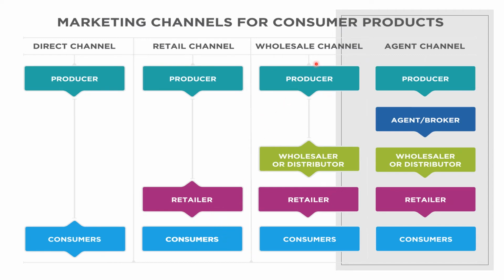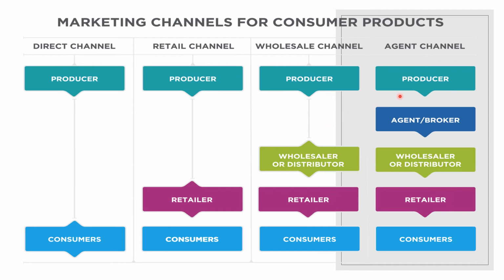And the third one here, the wholesale channel. Producers sell to wholesalers or distributors, and they sell to retailers. Retailers sell to consumers. Usually this type of channel is followed in the case of most FMCG goods, grocery items, eateries, and health and hygiene items. So this type of distribution channel is followed.